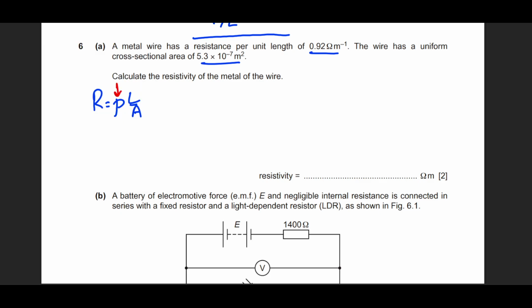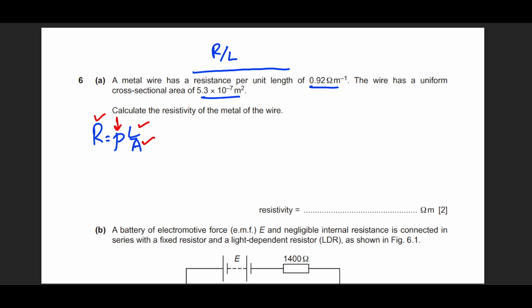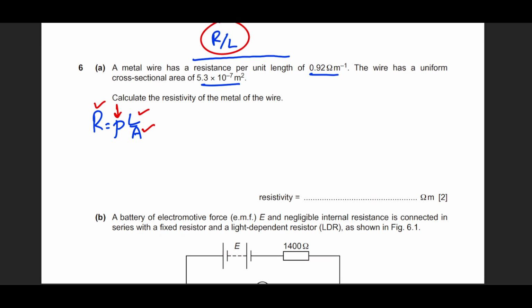I'm supposed to find out the resistivity. I have the cross-sectional area, but I don't have R and L. But do I have them in a different format? Yes, it's in an R over L format. So let's bring L over there. This becomes R over L equals rho over area. And then take A over there. So this becomes rho equals R divided by L multiplied by the cross-sectional area A.